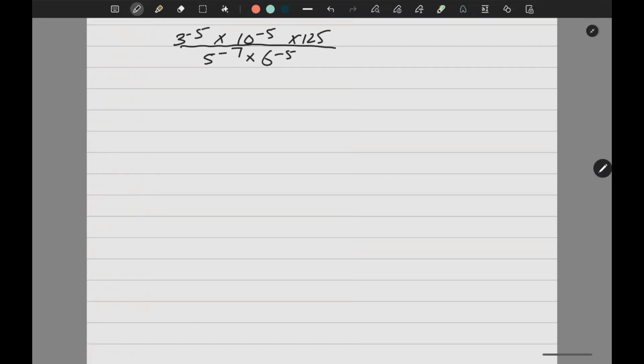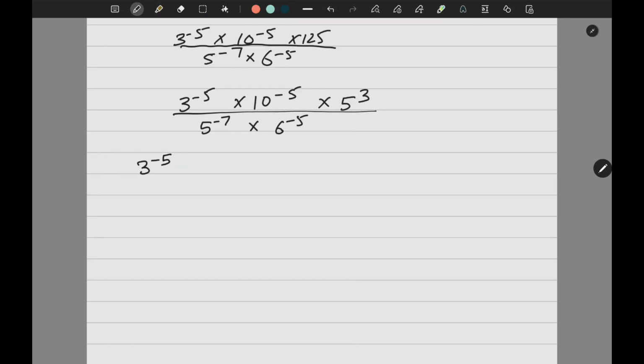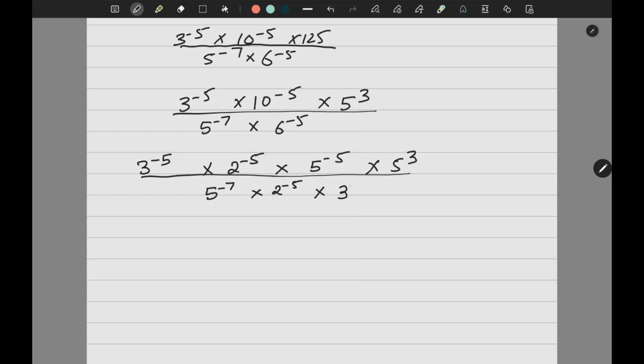Okay. Now look at this question. Now 3 to the power minus 5 into 10 to the power minus 5 into 5 to the power 3 upon 5 to the power minus 7 into 6 to the power minus 5. Now big numbers I'll split. Okay. Now 3 to the power minus 5 into 10, which is 2 into 5. So 2 to the power minus 5 into 5 to the power minus 5 into 5 to the power 3 upon 5 to the power minus 7 into 2 to the power minus 5, because 6 is 2 into 3, 3 to the power minus 5.